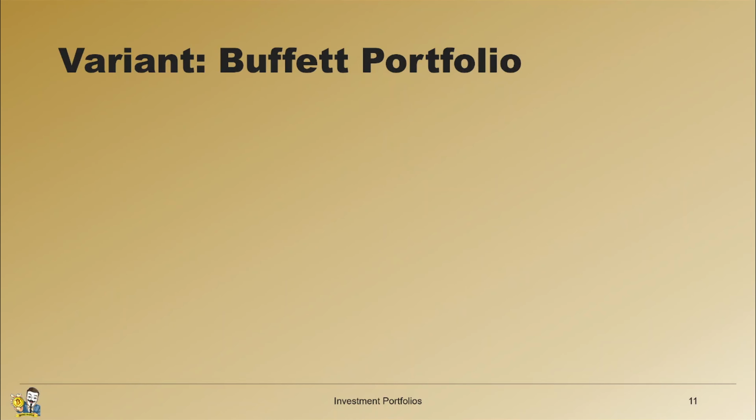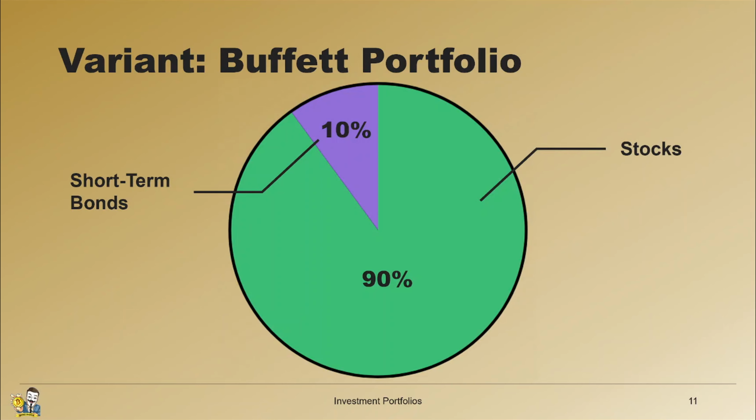Warren Buffett, one of the most famous investors in the world, also proposed a variation of the 60-40 strategy. His approach is much more aggressive, with 90% allocated to stocks and only 10% to short-term bonds. Short-term bonds carry less risk than intermediate bonds and have a maturity between 1 and 3 years. That is why Buffett prefers them. They provide some stability while keeping most of the portfolio exposed to the stock market's growth potential.